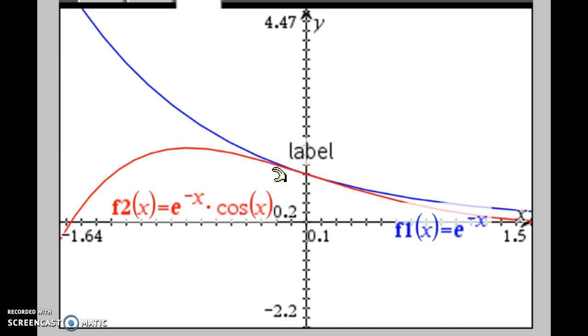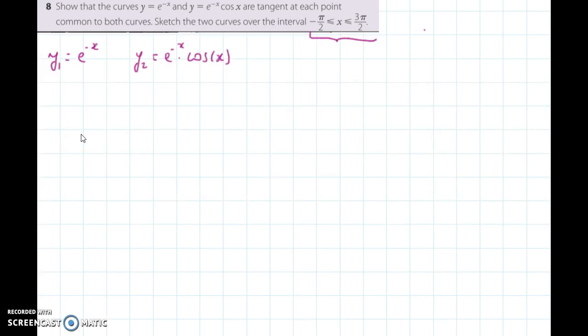That's what we want to prove, but not just at 0. We want to be able to prove that for any other point that could be farther away, where the two functions intersect. So the first thing I'm going to try to do is to find when those two curves intersect. So I want to know for which values of x, e to the minus x is the same as e to the minus x multiplied by cosine of x. So if I rearrange this, e to the minus x minus e to the minus x times cosine of x has to be equal to 0.